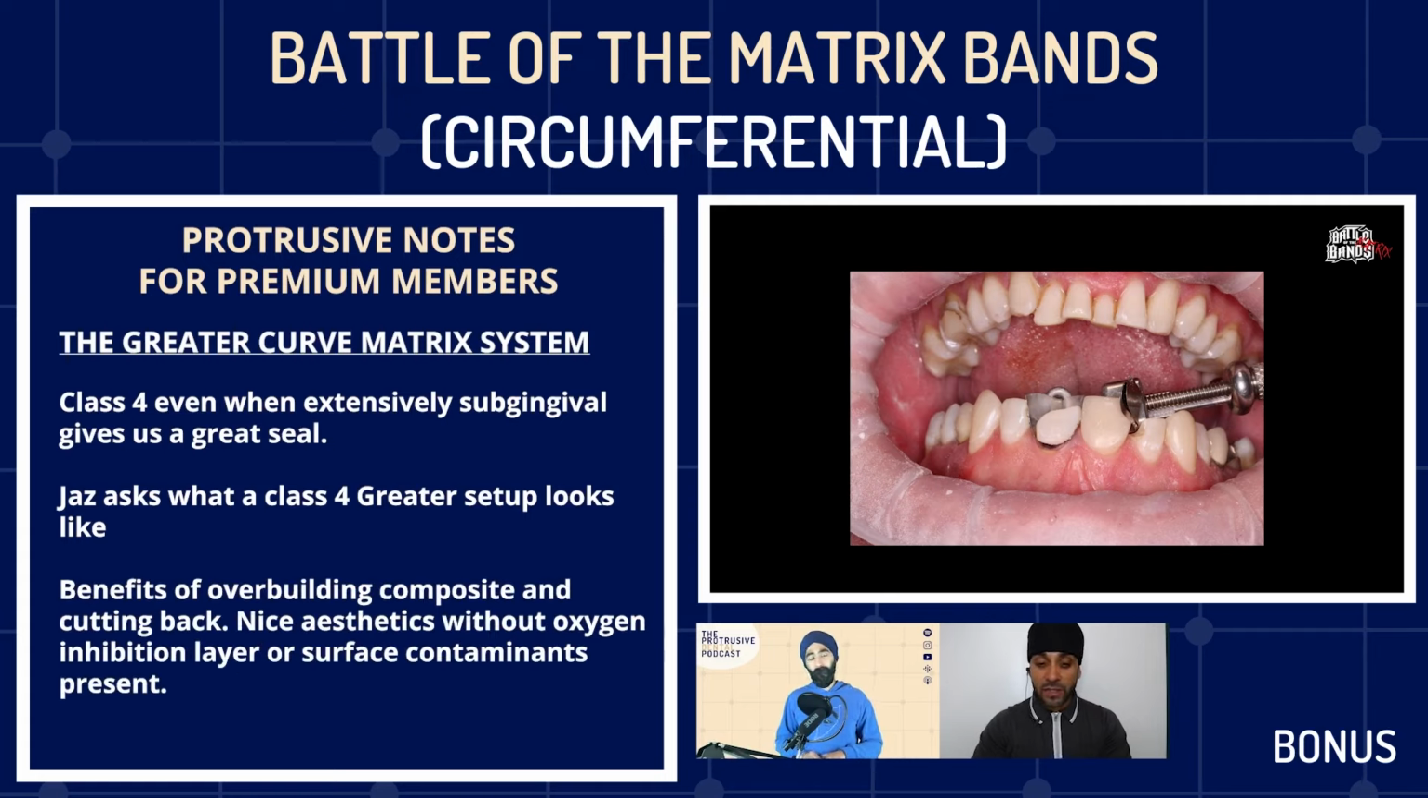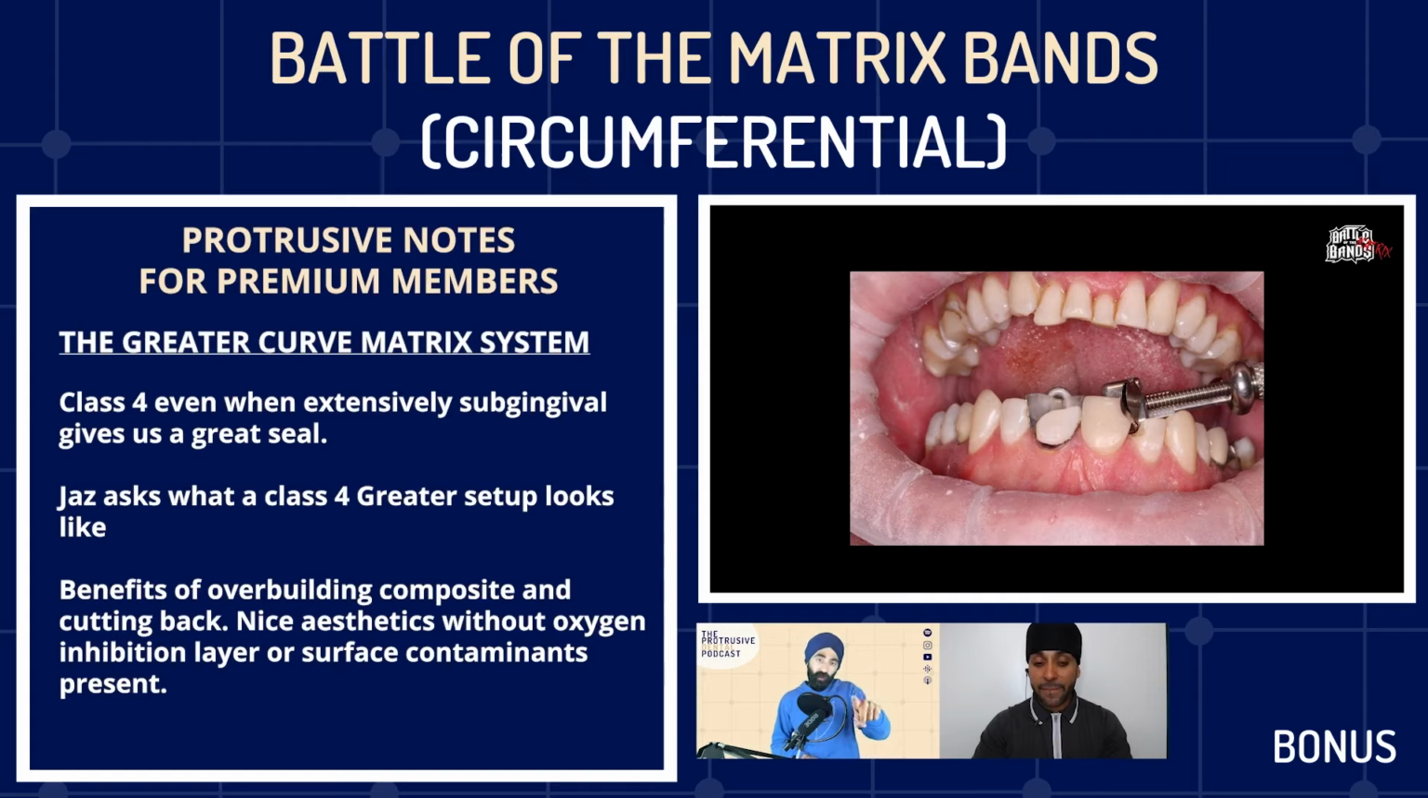And then there's lots of benefits to doing that as well. Overbuilding composite and then cutting it back means you get this pristine layer of composite underneath. It typically is free of any surface contaminants. Some people roll composite in their fingers and you can get this surface layer of stuff in there. By cutting that away, we get this oxygen inhibition layer free composite, and it seems to give us a really nice aesthetic finish as well, doing it that way.